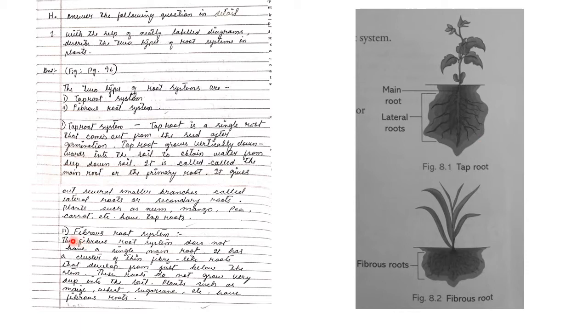And next, fibrous root system. The fibrous root system does not have a single main root. It has a cluster of thin fiber-like roots that develop from just below the stem. These roots do not grow very deep into the soil. Plants such as maize, wheat, sugarcane, etc. have fibrous root. So you see, this is a picture of fibrous root.